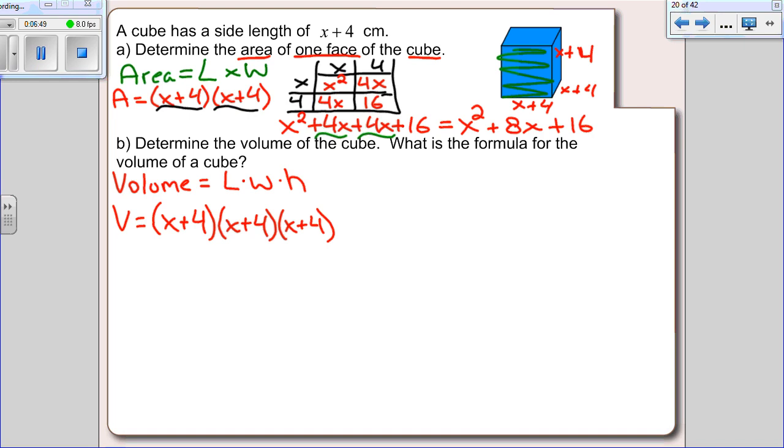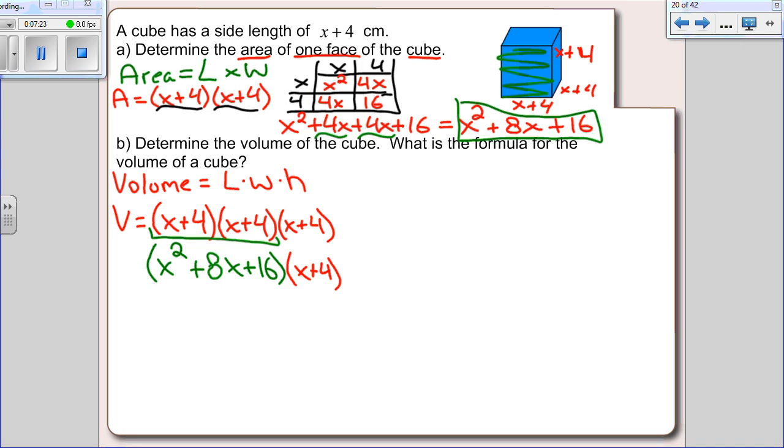Bingo. You're going to take the first 2 and multiply them like it's a separate question, and then you're going to get an answer. And then you're going to multiply that answer by the last one. I already know what x plus 4 times x plus 4 is, don't I? We already did that part of the question. So I can just skip a step and put that in there. The other x plus 4 we haven't used yet, so I need to leave it on the side.